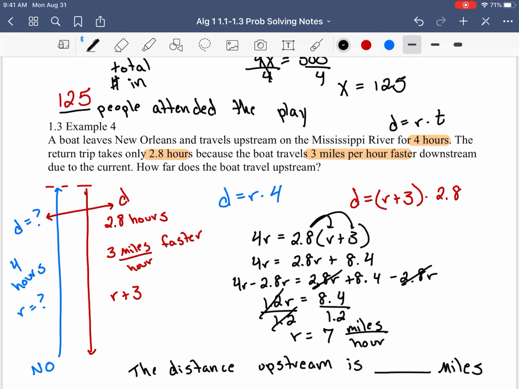So that is this rate over here. This blue rate is the upstream rate. But it wants to know the distance upstream. Here we wrote distance equals rate times time. So distance equals my rate times time, 4. So the distance upstream is 20 miles.